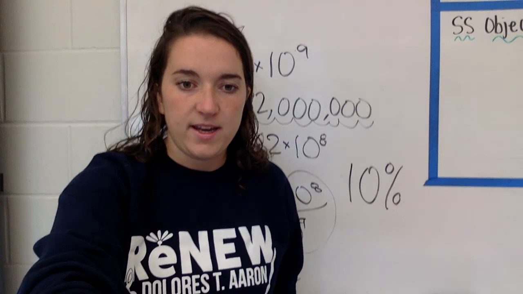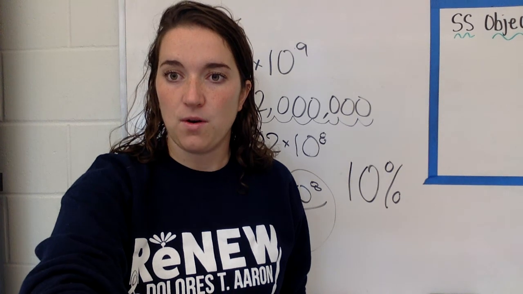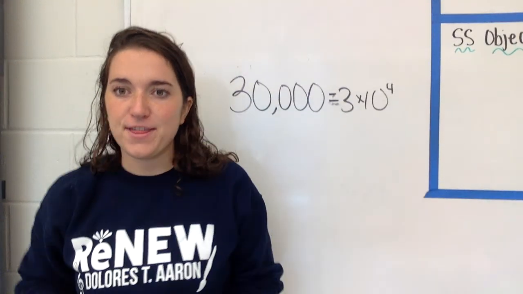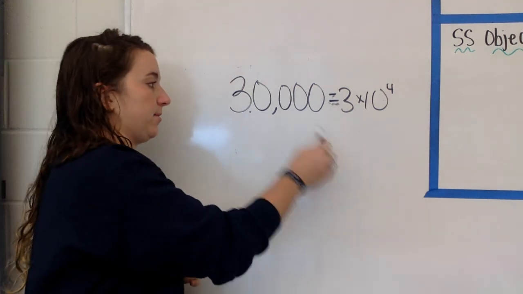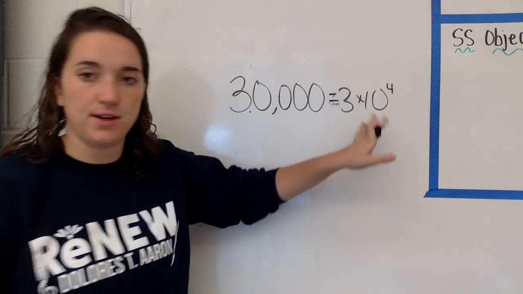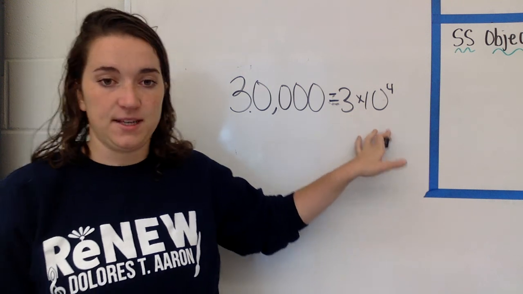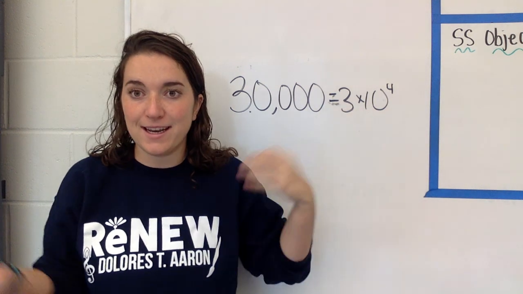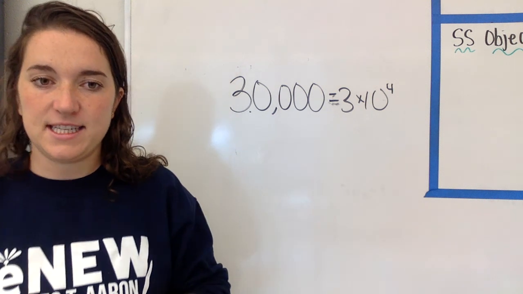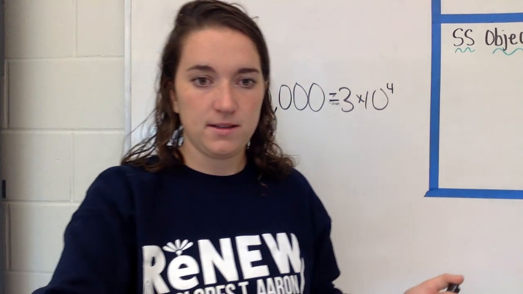Go ahead, pause the video, try number 2 on your own, and then we'll go over it together. All right, the first part is easy. You're just writing it in scientific notation. You'll put the decimal here. You needed to move it 4 times. So you'll get 3 times 10 to the 4th power. If it says single-digit integer times the power of 10, that's the same as scientific notation. Go ahead, try the second part.